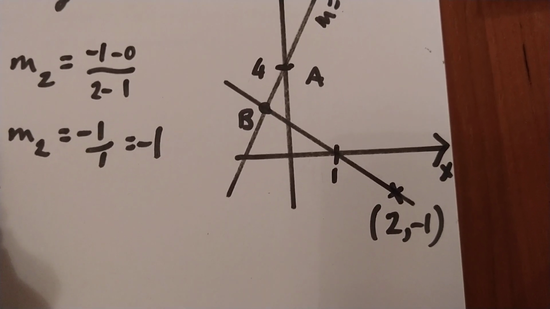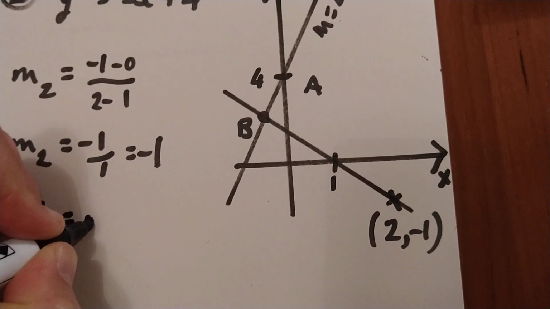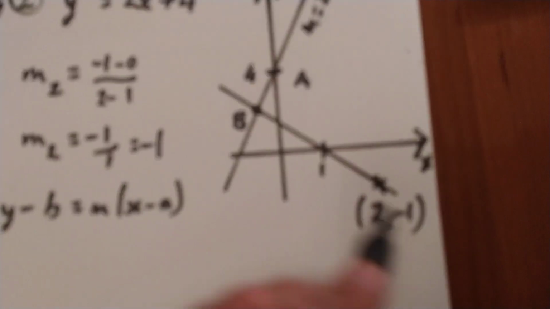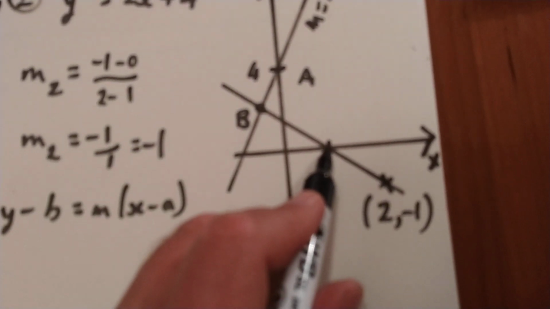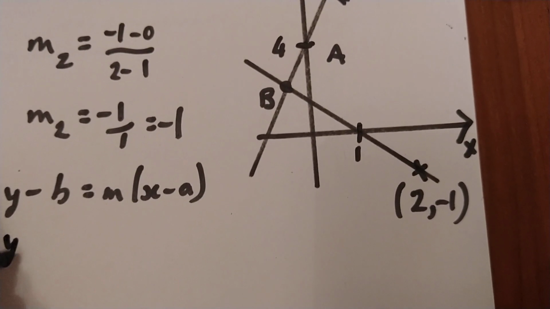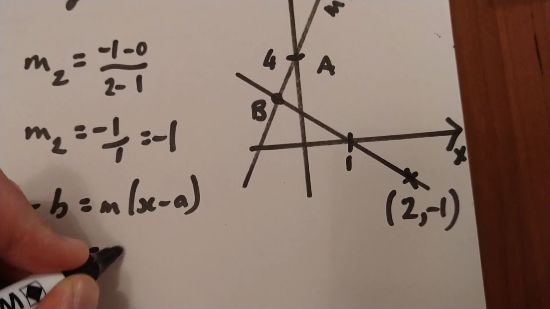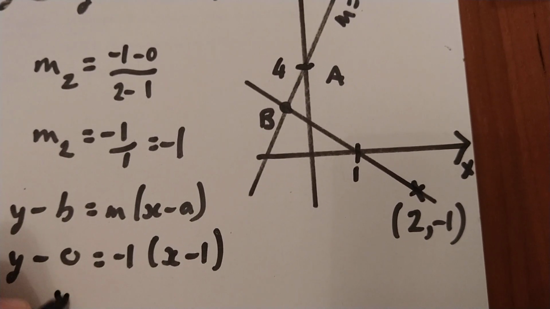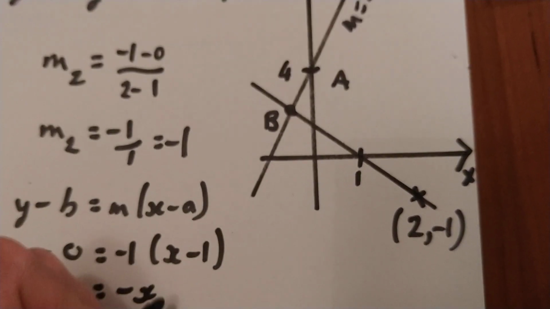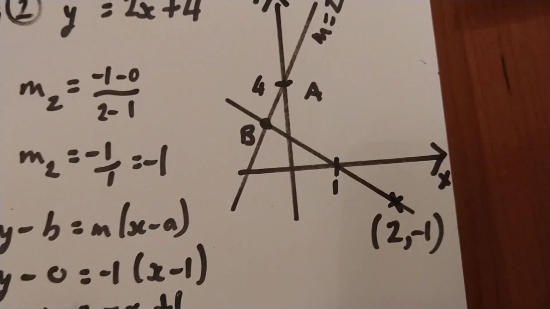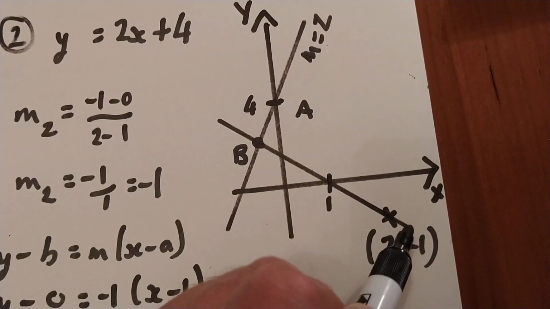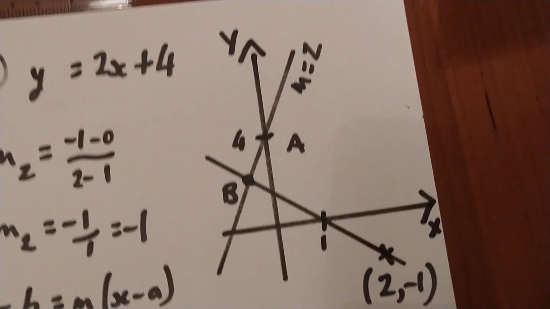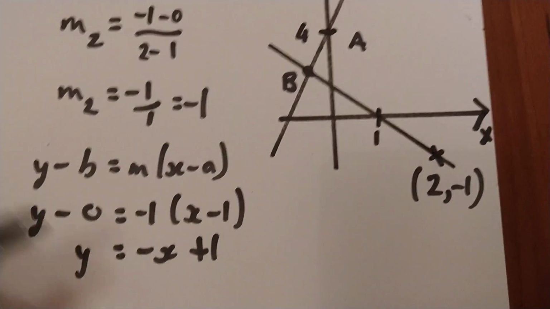Now I'll use good old y minus b equals m times x minus a. Pick a point on this line. I'll pick this one because it's got a 0 for my y coordinate, so it'll be nice and quick. y take away 0 is negative 1 times x take away 1. y is minus x plus 1. I'll check and see if that makes sense. There we are, a line coming down this way. This would be the point 0, 1. It's just a sketch, so that's fine. So there's my equation of my second line.